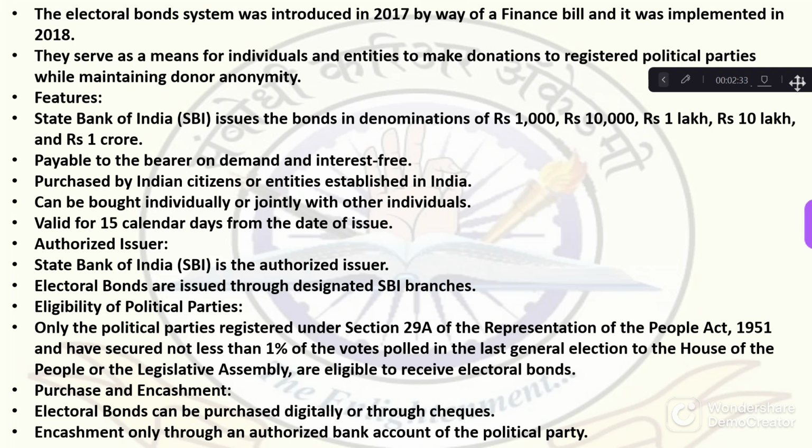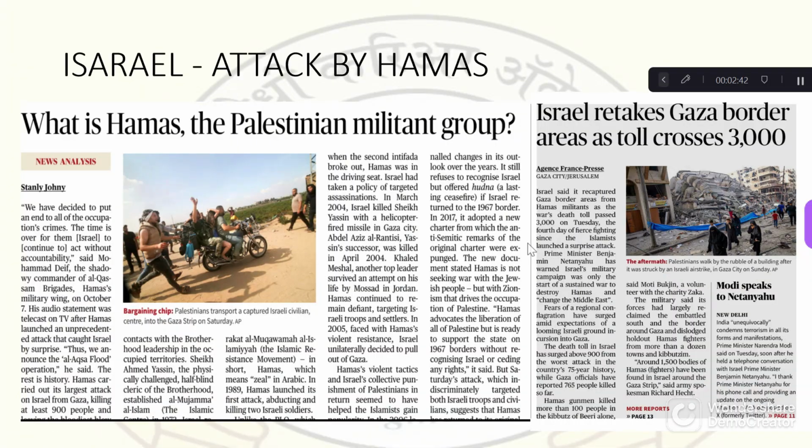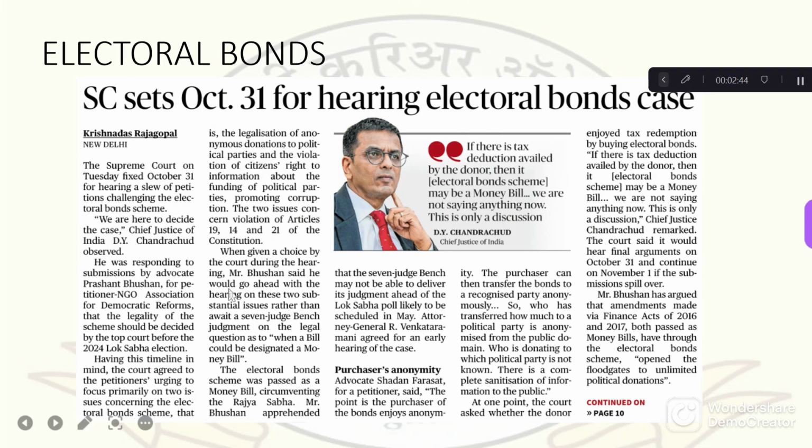So what are the issues regarding the electoral bonds? It has been argued that these electoral bonds are against the right to information of the citizens. This will violate Articles 19, 14 and 21. If the political parties are getting donations anonymously, then how will citizens get to know about it? So it will be against the free and fair practice of electoral democracy. So there are issues regarding the electoral bond.